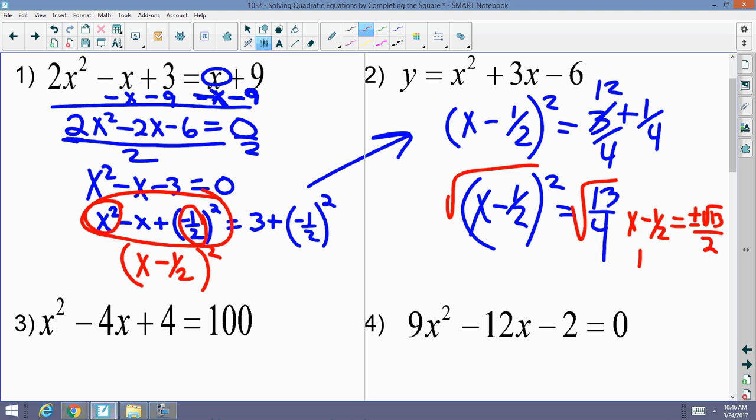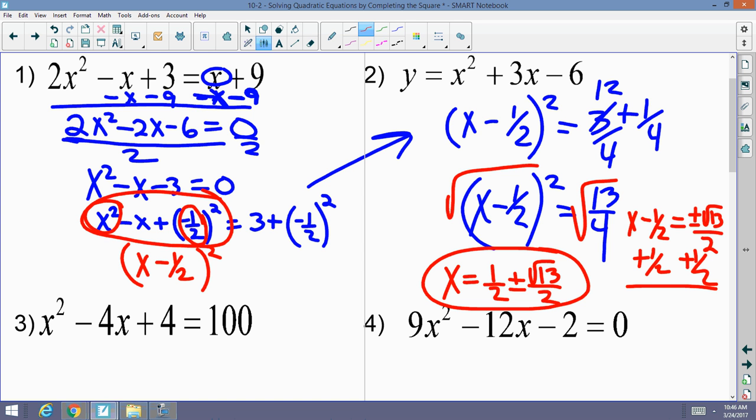Thank you. You add 1/2 to both sides. So x equals 1/2 plus or minus square root of 13 over 2. Talk to me.